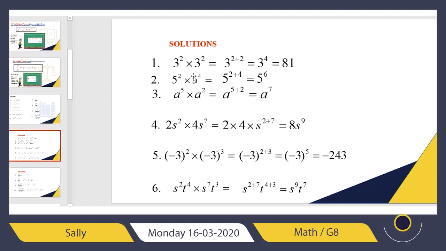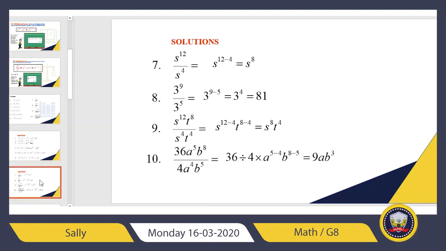Here are the answers. As we said, no need for calculating what 3 power 4 is. I just need to write it as it is, 3 power 4. No need to calculate or multiply 3 to the power of 4. So here are the answers.